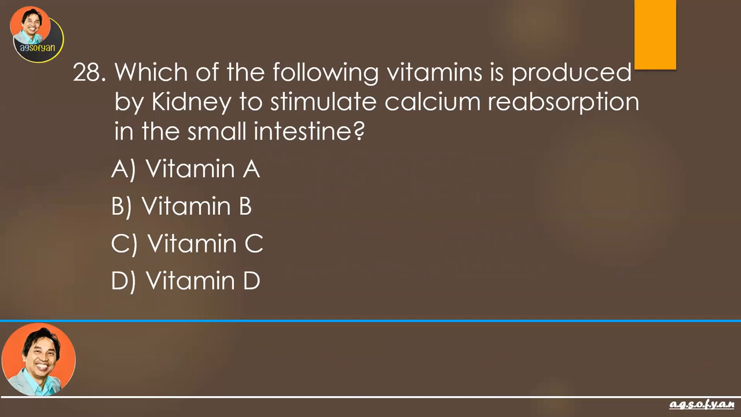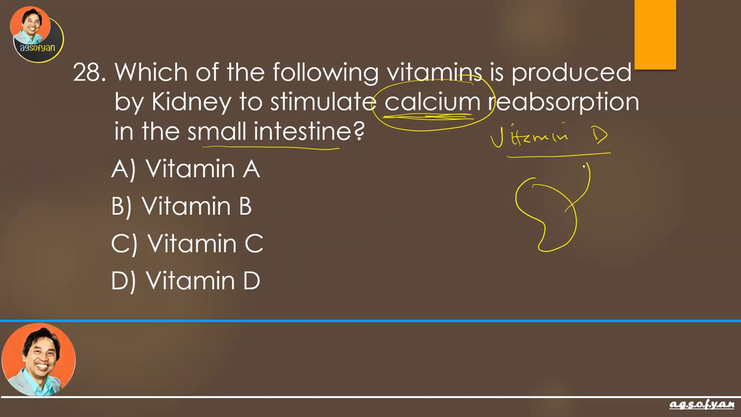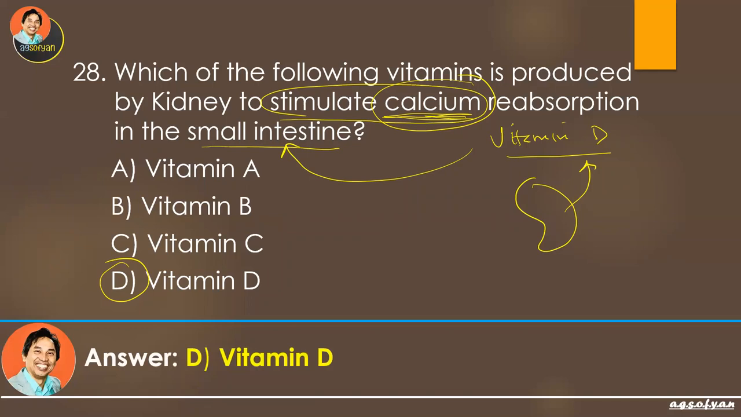Which of the following vitamins is produced by the kidney to stimulate calcium reabsorption in the small intestine? A, B, C, or D? Remember calcium, right? This is for our bone, and calcium reabsorption is increased by vitamin D. That's the reason why milk usually has vitamin D, because vitamin D increases the reabsorption of calcium from the small intestine. We also produce vitamin D: our kidney produces it, and it goes to the small intestine to stimulate the reabsorption of calcium. So the answer should be vitamin D. The kidney produces vitamin D, and this production is actually stimulated by UV light.